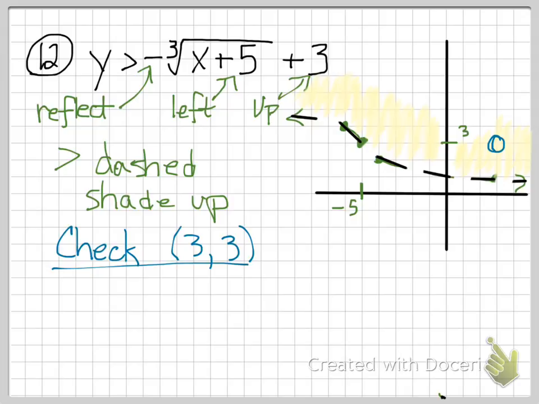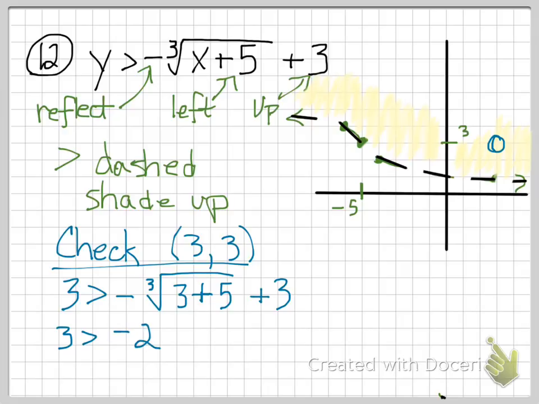Yes. Okay. So 3 is the y. 3 is greater than negative the cube root of 3 plus 5, and then we add 3. That's a lot of 3's. That's okay. Now let's look at it. 3 is greater than negative... 3 plus 5 is 8. Cube root of 8 is 2. Negative 2 plus 3 is 1. 3 is greater than 1. Is that true? Yes. That means we shaded in the correct location.